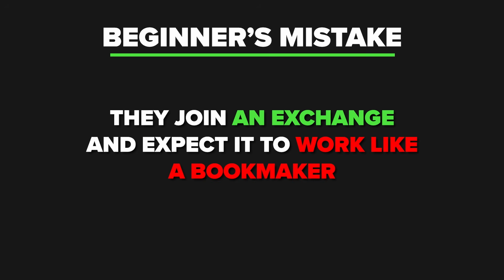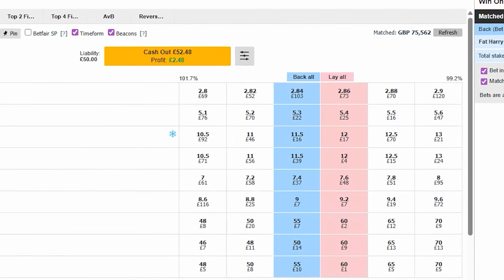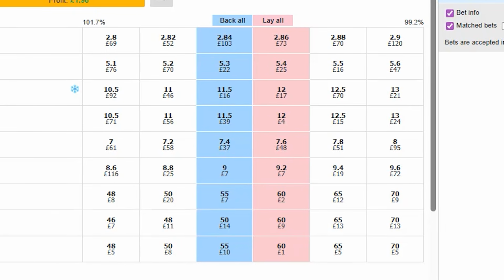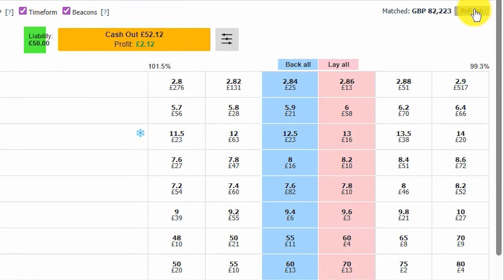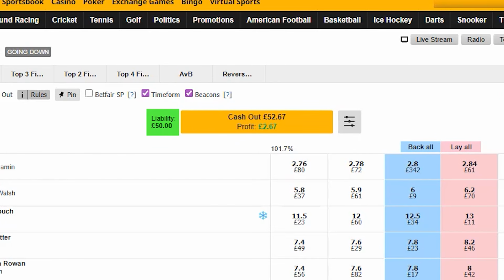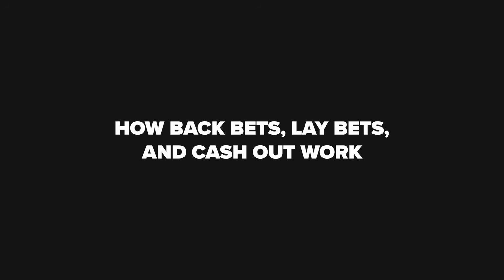But here's where the beginners usually go wrong. They join an exchange and expect it to work like a bookmaker, but when they come to use it, they see all those blue and pink boxes, decimal odds, flashing numbers, and see terms like liability instead of stake on their bet slip, and it's overwhelming. So let's make this simple. In the next part, I'll show you exactly what back and lay mean and how both sides work together on the exchange. Now, first, let's make sense of the betting exchange interface, because this is the part that makes everything else that follows click into place.